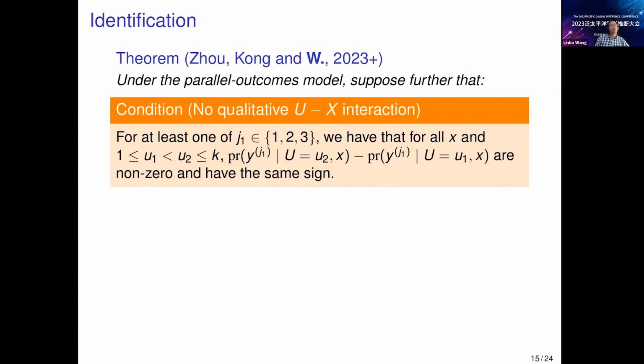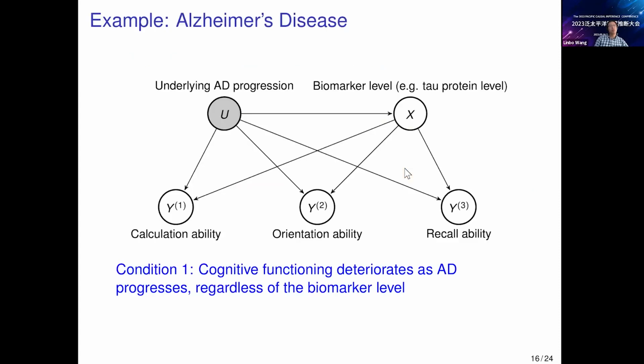The first condition requires that there is no qualitative U-X interaction, meaning that the confounding effect of U on Y will have the same direction across all the treatment levels. What that means in this Alzheimer's disease problem is that we're assuming that as the AD progresses, each of these outcomes, whether calculation, orientation or recall, all of these cognitive abilities become worse over time, regardless of the biomarker level. And this seems to be a plausible assumption in this context.